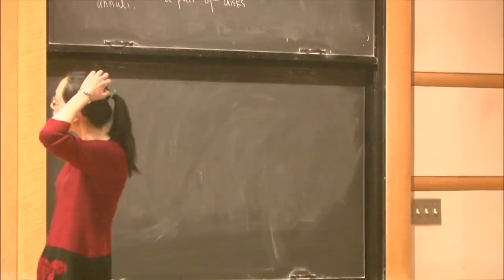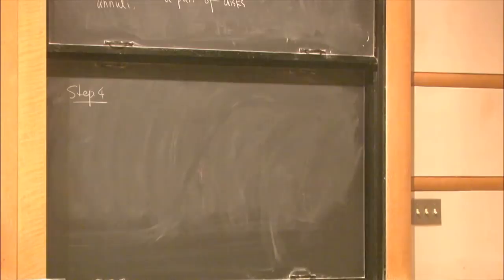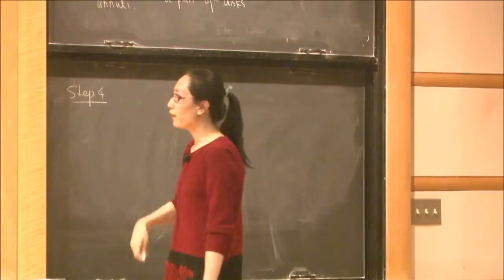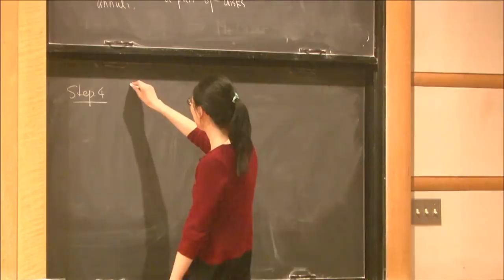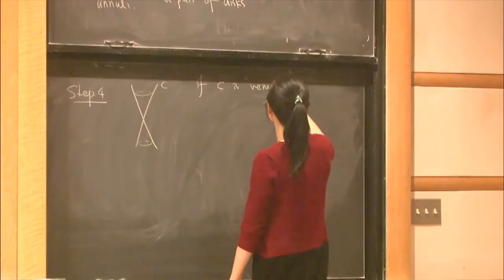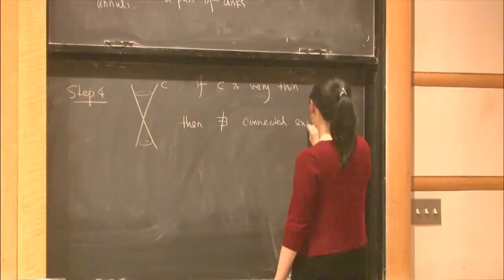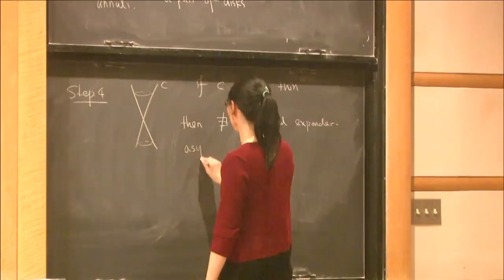Okay, as we said, we want to use degree here, to find this answer, we have to know the value of this degree first. Not for every cone can we calculate this degree, but for a narrow cone: if the cone is very narrow or thin, then there does not exist a connected expander asymptotic to this cone.